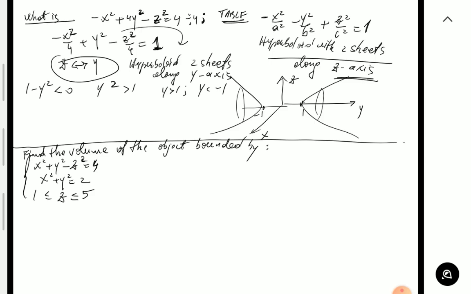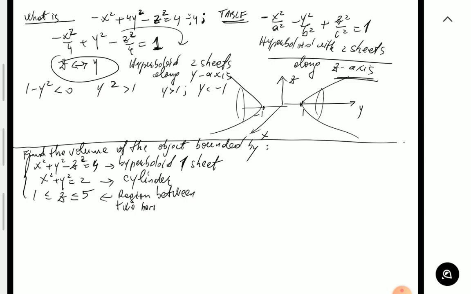The first one, you should recognize it as a hyperboloid with one sheet. The second one, you should recognize it as a cylinder, an infinite cylinder, right? Because z can take any value. This inequality describes the region between two horizontal planes. So these two surfaces, these two quadrics, are cut by two horizontal planes.